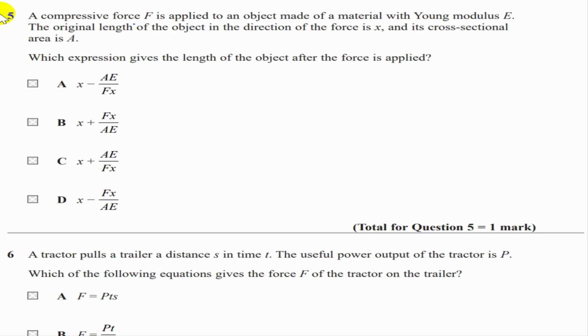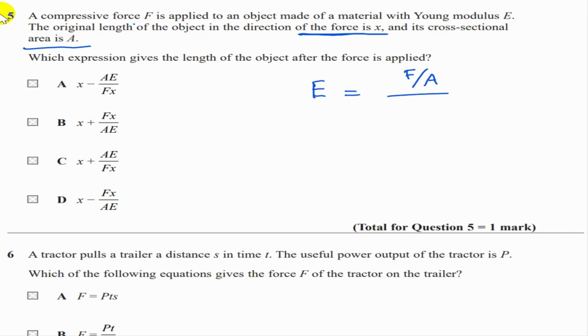A compressive force F is applied to an object made of a material with Young modulus E. The original length of the object in the direction of the force is x and the cross-sectional area is A. Which expression gives the length of the object after force is applied? So we have to find out the length after the force is applied.